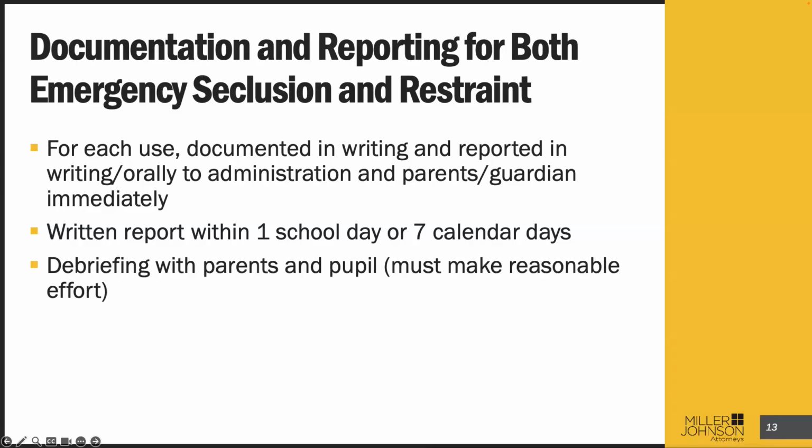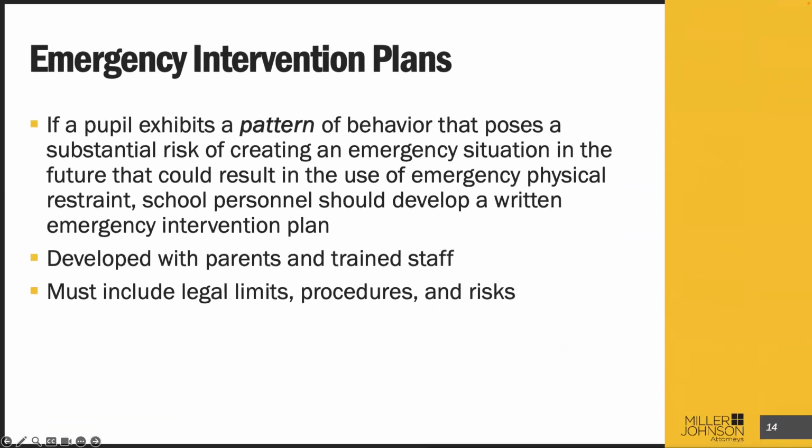personnel who have responded. If we have a situation where we have a pupil who exhibits a pattern of behavior that necessitates emergency intervention, so we've had to maybe emergency seclude more than once or have an emergency physical restraint more than once, if we see this pattern start to develop, we are required to develop something called an emergency intervention plan. This is something that will be developed both with input from parents as well as trained staff, including generally that key identified personnel.